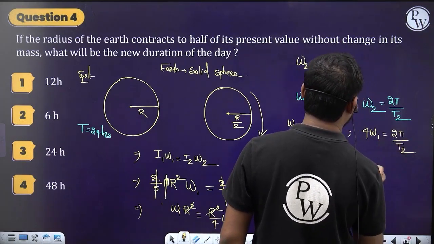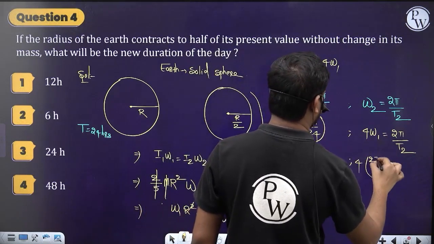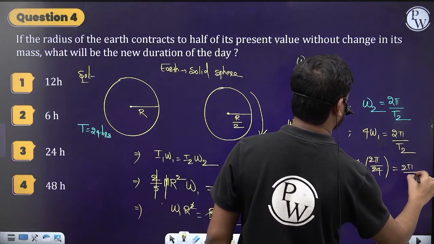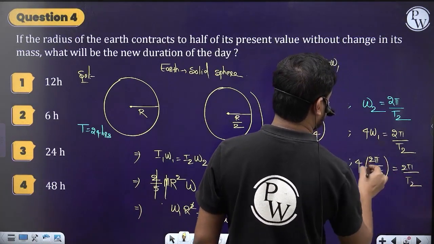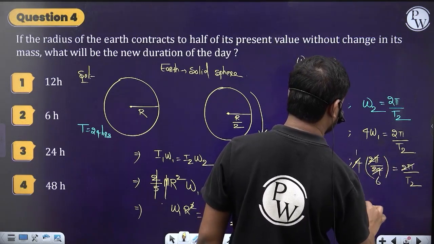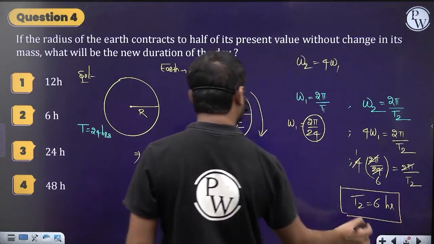So from here, 4 into, what is omega 1? Omega 1 is this thing. So 4 into 2 pi by 24 is equal to 2 pi by t2. Here 2 pi gets cancelled. 4 sixes are 24, so t2 is equal to 6 hours. So that means the new time period will be 6 hours.